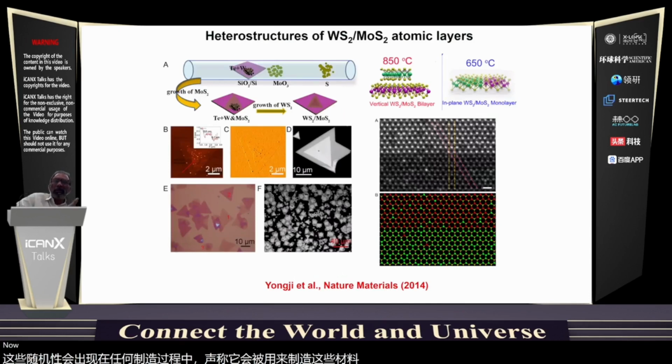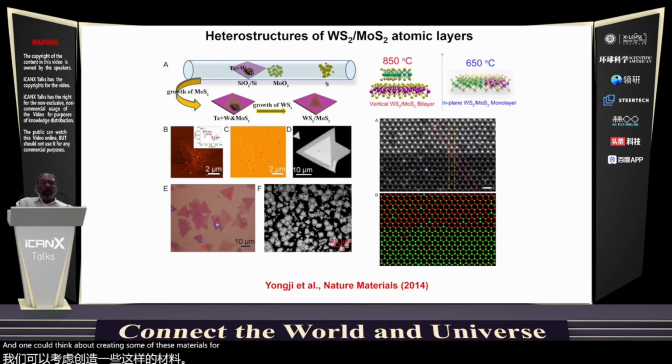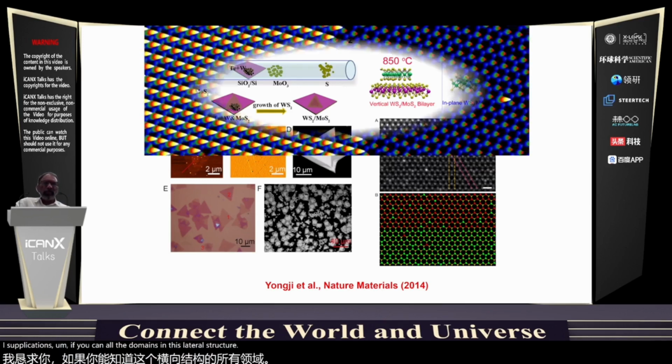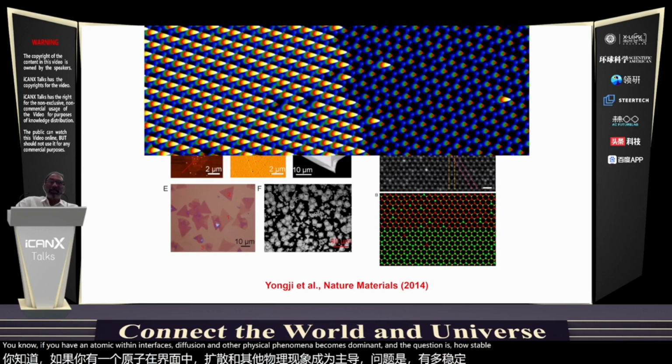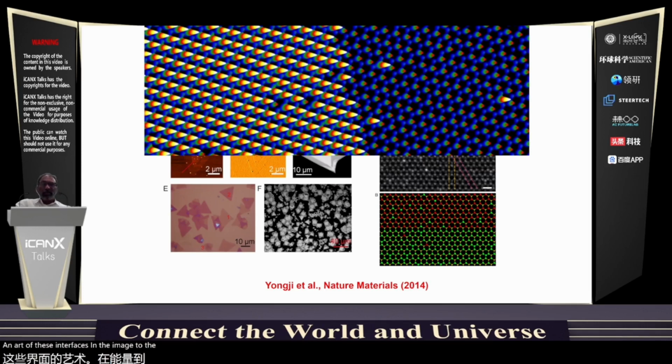Now, I mentioned the lateral heterostructures. They could also be quite interesting. Here is a perfect, atomically sharp interface that you saw. And one could think about creating some of these materials for device applications, especially if you can control the domains in this lateral structure. One thing that I will also mention later on is the stability aspect of these interfaces. If you have atomically thin interfaces, diffusion and other physical phenomena become dominant, and the question is how stable are these interfaces in a 2D system.